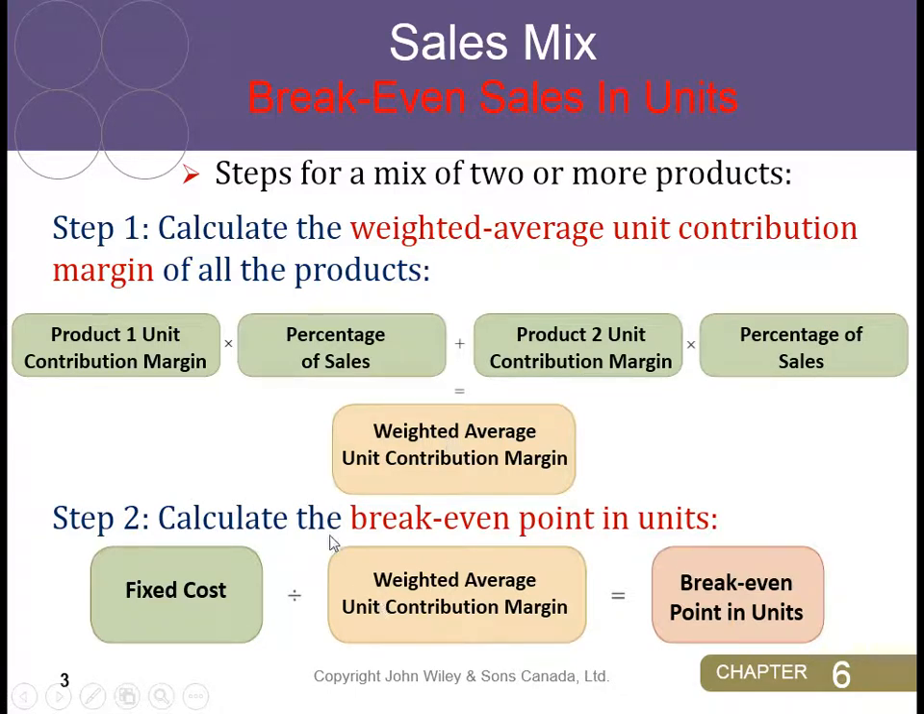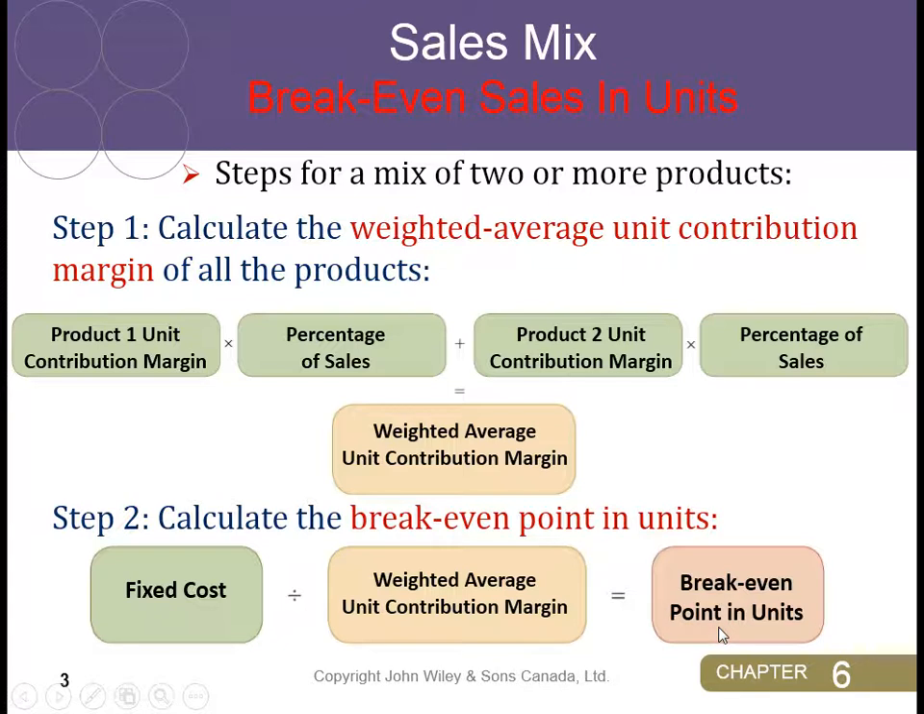And step 2 is to calculate the break-even point in units for the company in total. Now that's just your standard calculation. Normally break-even is fixed costs divided by contribution margin per unit, right? Well, instead of using contribution margin per unit, in a multi-product company, you're going to use the weighted average contribution margin per unit instead. So step 2 is to take our fixed costs and divide it by weighted average contribution margin per unit. That gives us the break-even point in units. Now, here's the key. That break-even point in units is not the break-even point for each product.